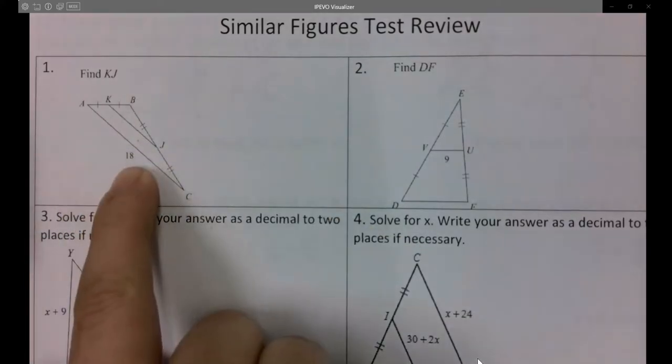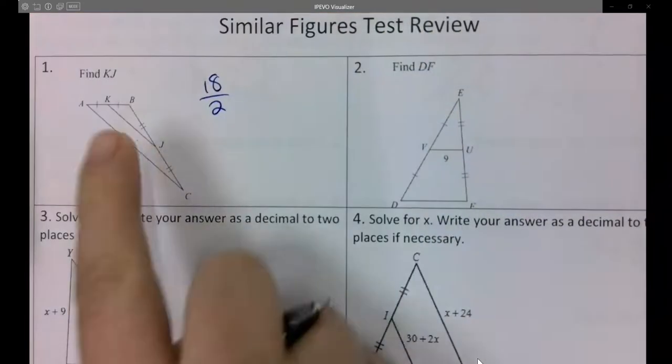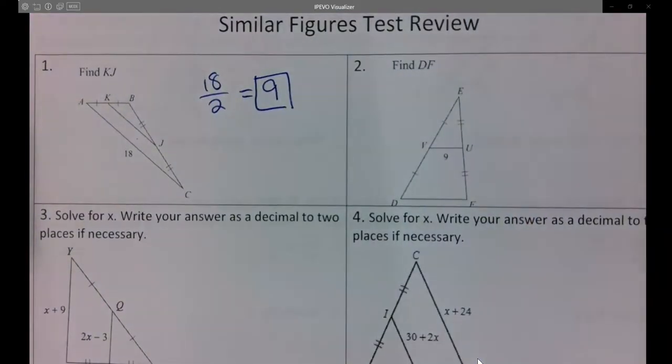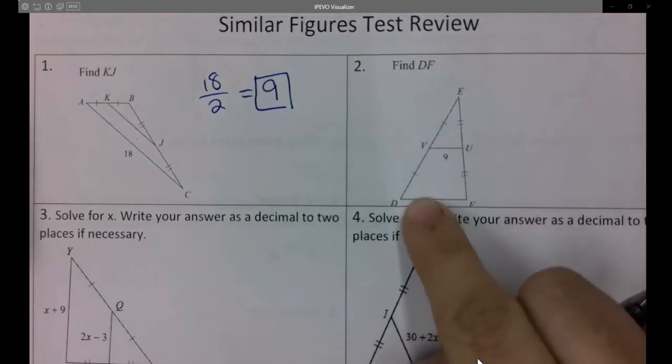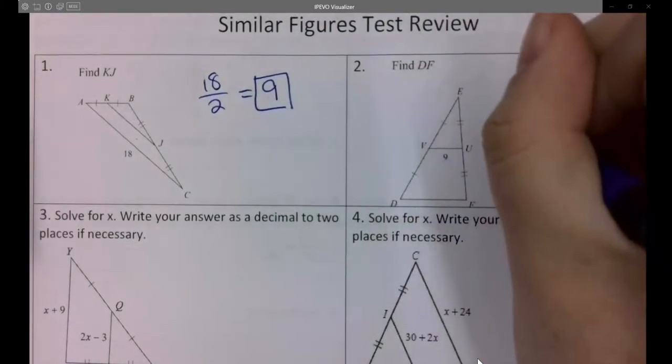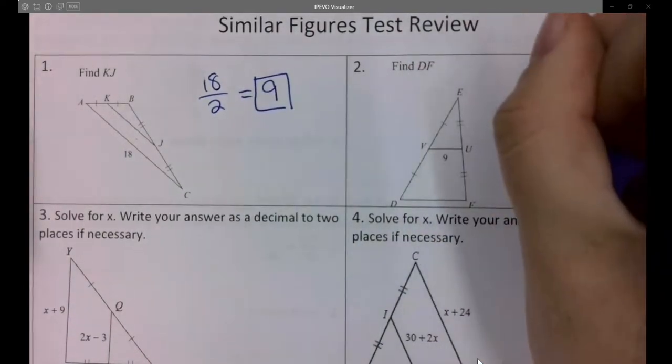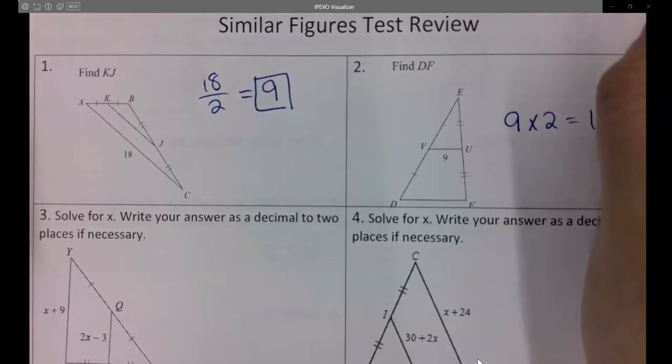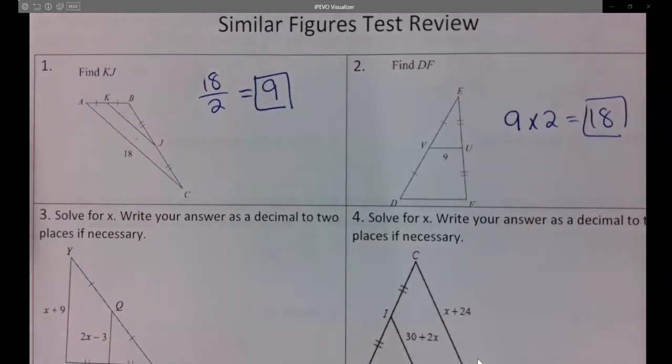So if I have the full length of the bigger side, I'm going to take 18 and divide by 2 to figure out the length of KJ. 18 divided by 2 gives me 9. On number 2, I want to go from small to big, so I want to multiply by 2, and this one gives me 18.